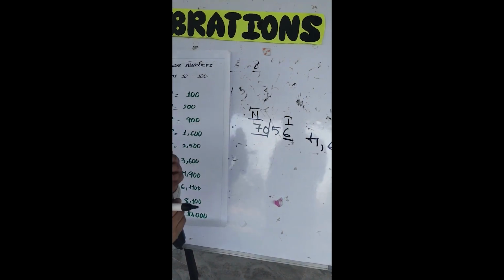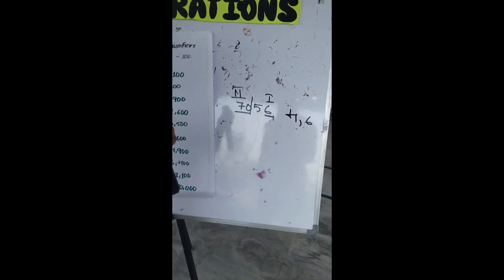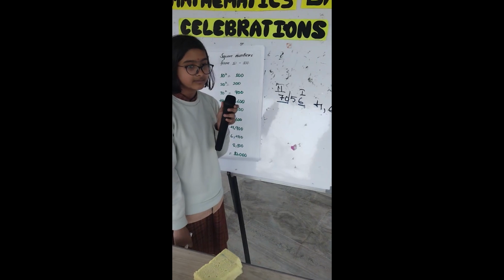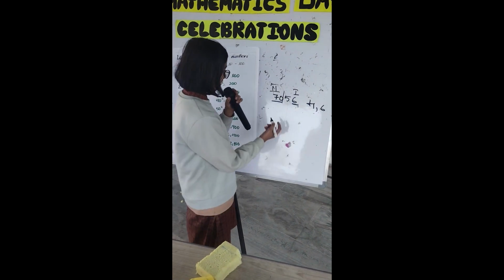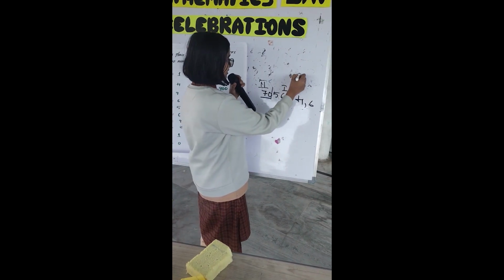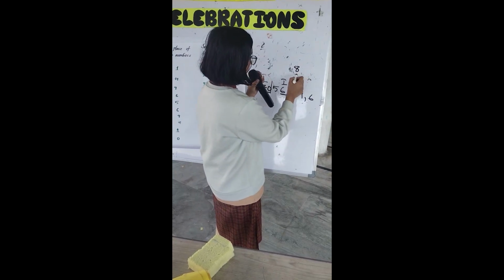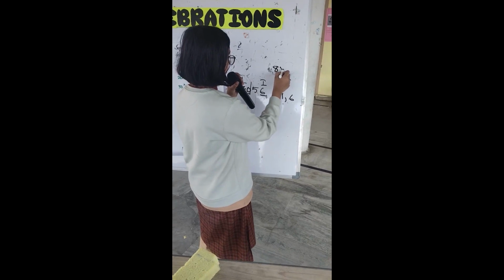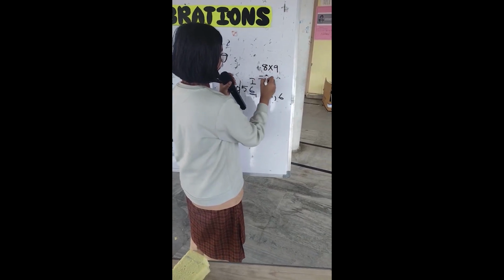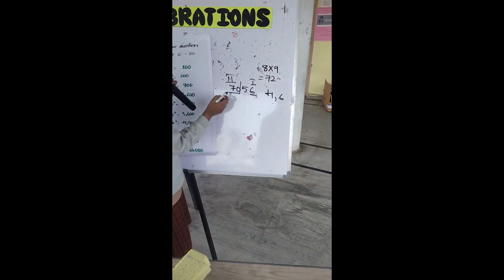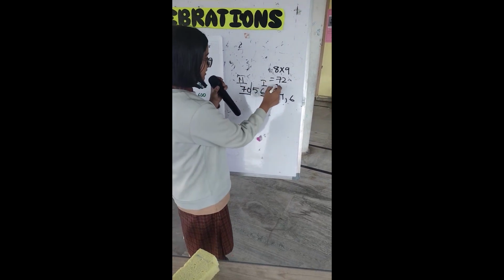Now let's take a square number which is less than 70. Can I hear a square number which is less than 70? 64. So 64 is the square of 8. So we have to multiply this 8 by the following number, which is 9. So 8 into 9 is 72. And we must check if 70 is greater than or less than 72.